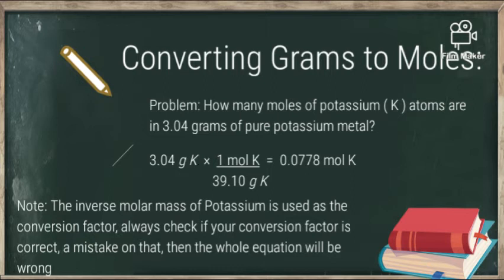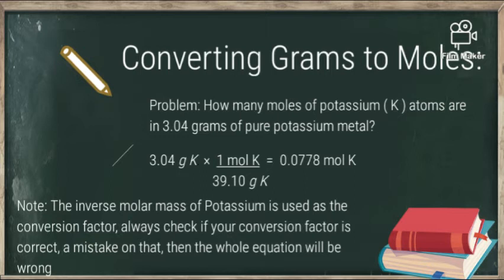Okay, so here's the solution. We have the given 3.04 grams of potassium. Then we will multiply it by the conversion factor, which is the inverse molar mass of potassium. You have to take note of what conversion factor you will use. Will it be the inverse molar mass, or not? It depends on the situation, okay?